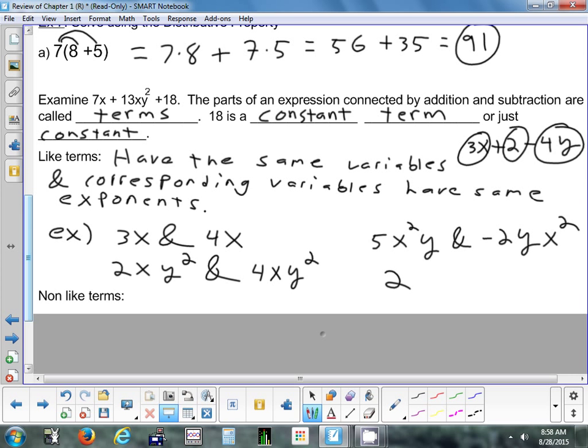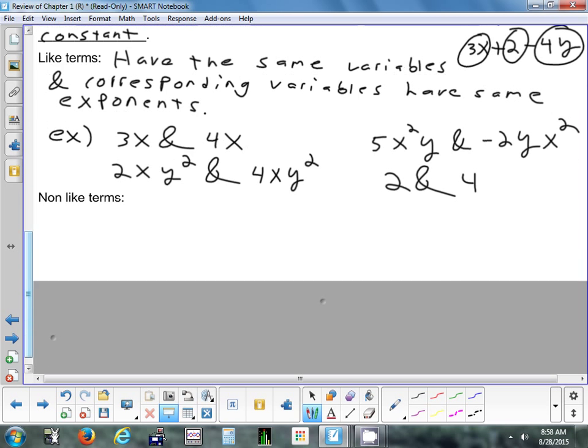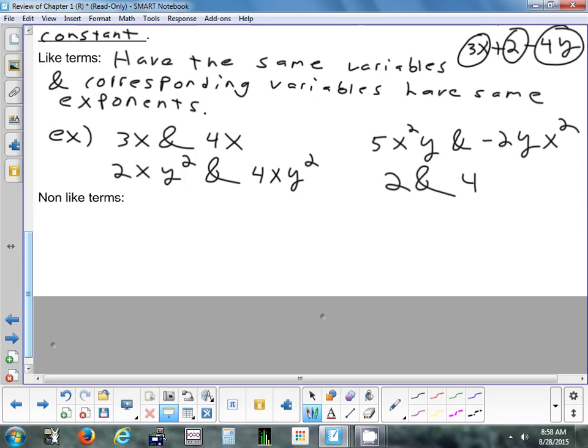How about 2? What would be a like term with 2? 4. Constant, constant. Like terms. Okay, and then somebody give me an example of unlike terms. We don't need a definition. We already have it up above. You could just say they do not have the same variables or they don't have the same exponents.